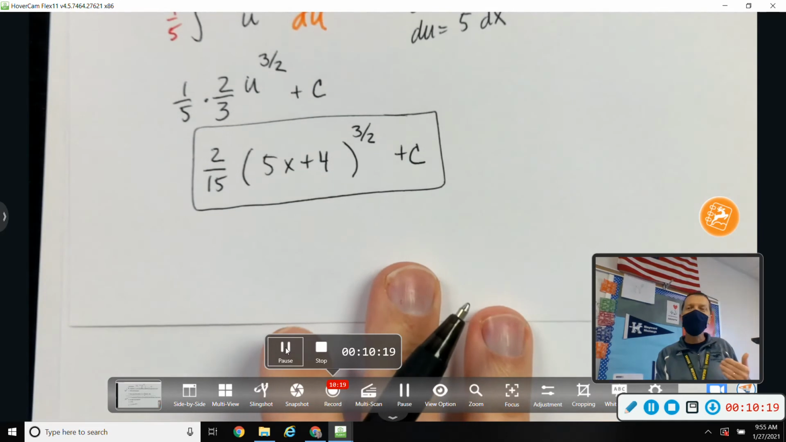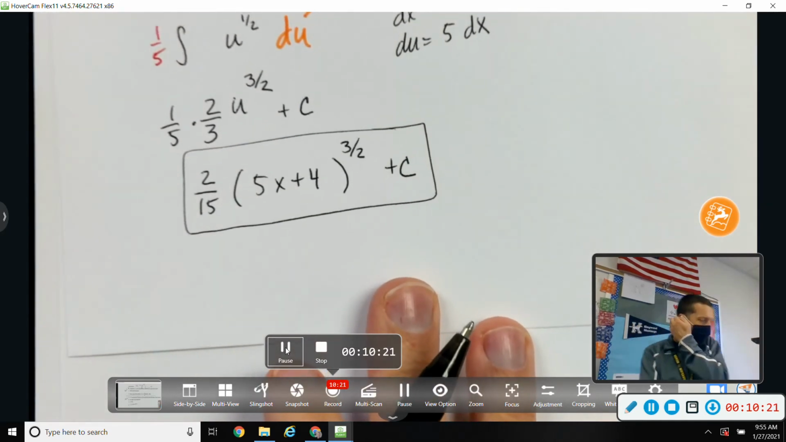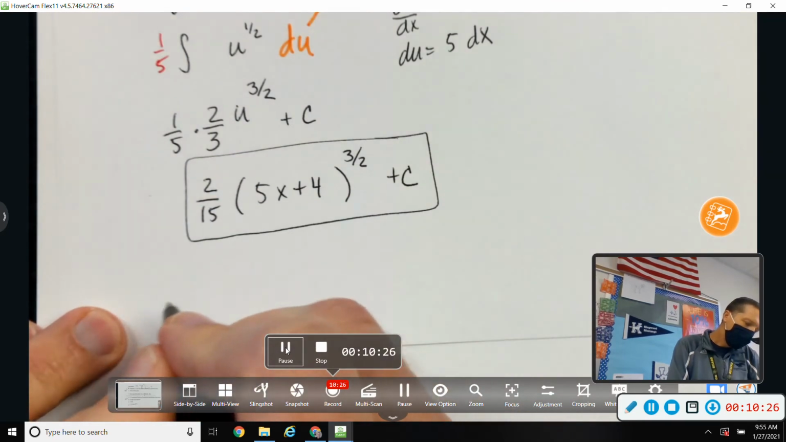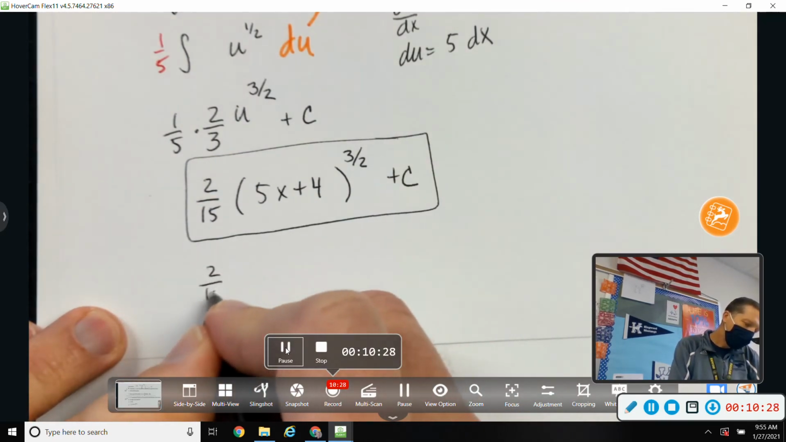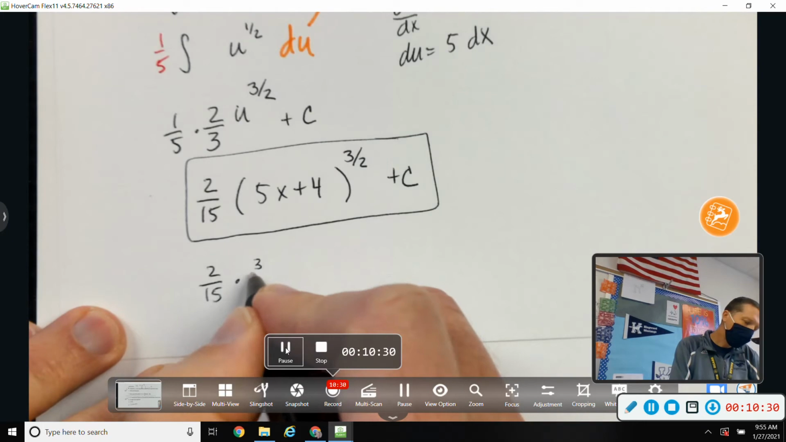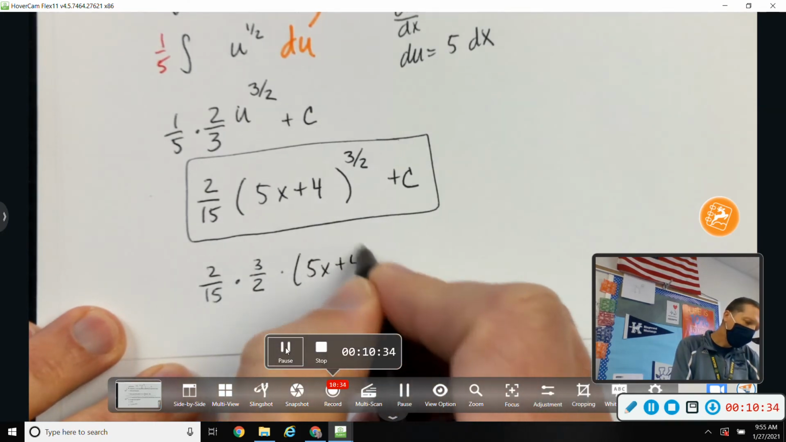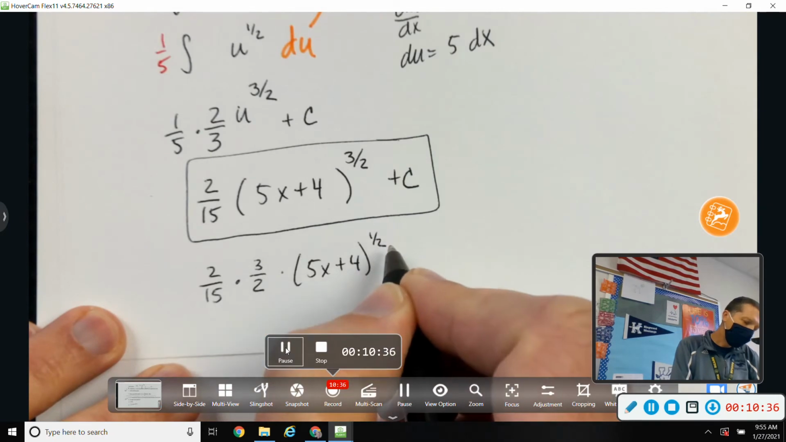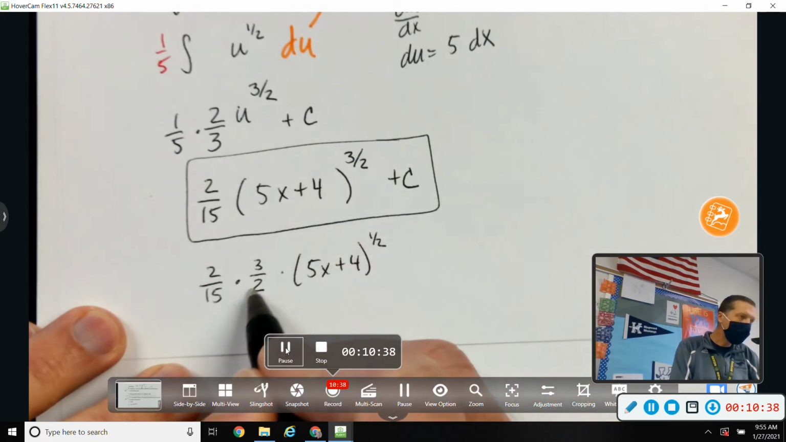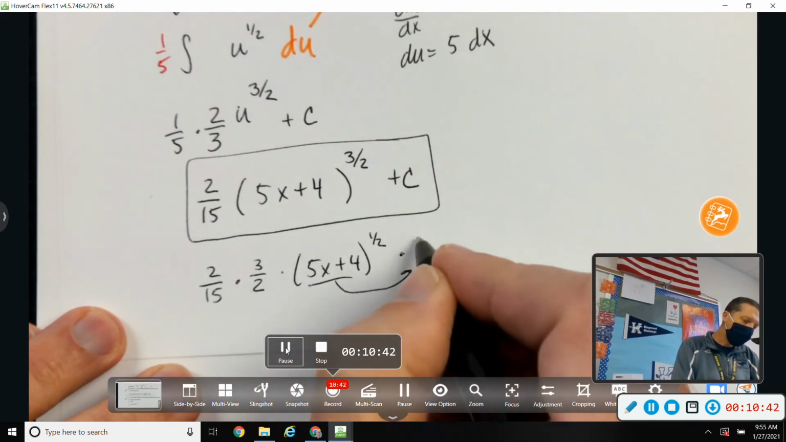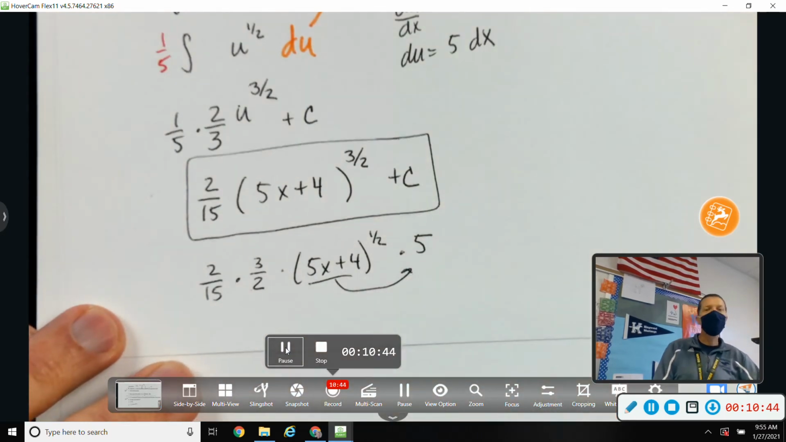Again, not that you would do it, I'm going to do it on this one. If you took the derivative of that thing, so that would be 2/15 times 3/2 times 5x plus 4 to the 1/2, right? Bring the power down, decrease the power by 1, times chain rule times 5. That should be back to where I started.